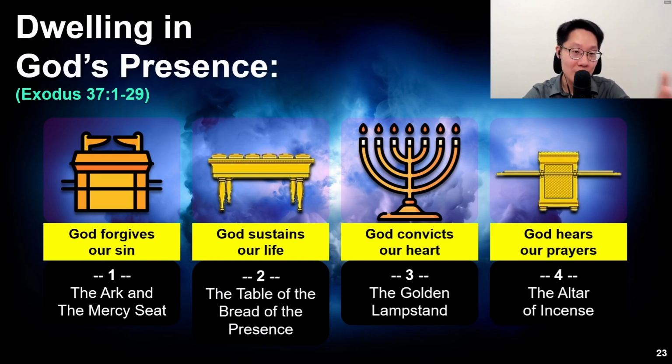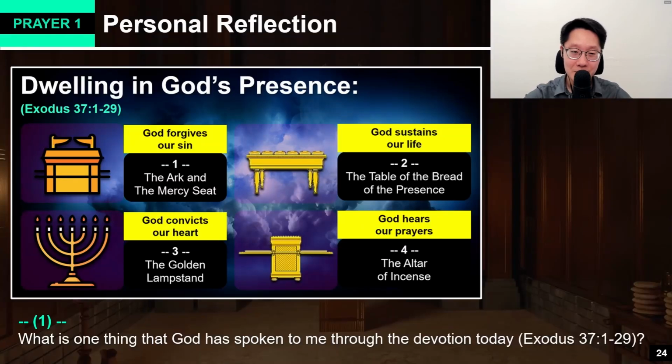Okay? So to conclude our devotion this morning, as we look at the four specific items in the tabernacle in Exodus chapter 37, we are reminded of what happens when we dwell in God's presence. Number one, God forgives our sin. Number two, God sustains our life. Number three, God convicts our heart. And number four, God hears our prayers. And this wraps up our devotion this morning on Exodus chapter 37, dwelling in God's presence.